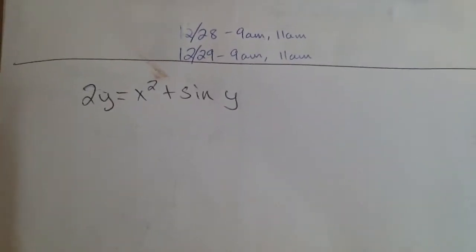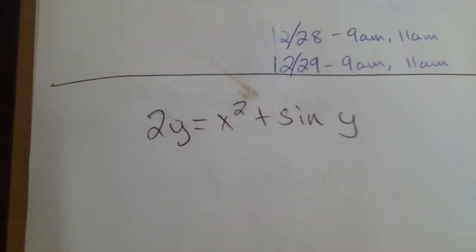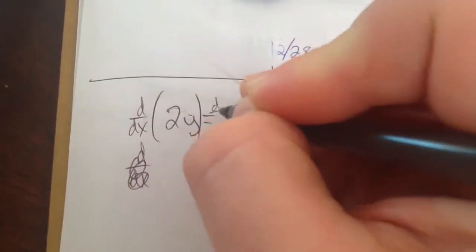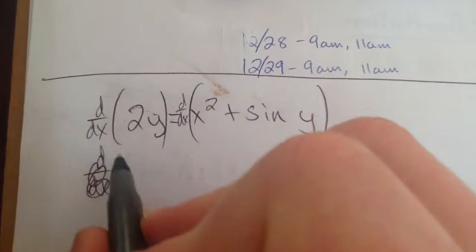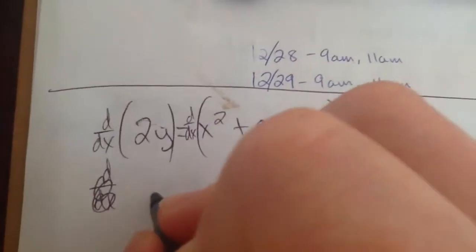So you don't have to move anything to begin with. You just start with your steps. Step 1, differentiate both sides with respect to x. I'm not going to rewrite it here. I'll just do d over dx of this side and that side. So going through here, the derivative of 2y, well, you just do the derivative. Derivative of 2y is 2.